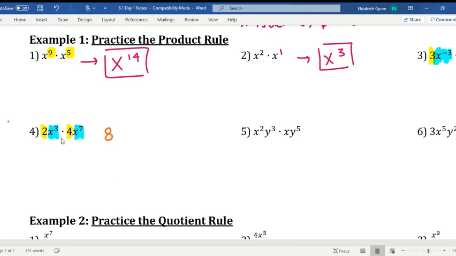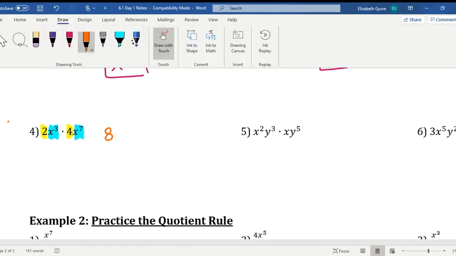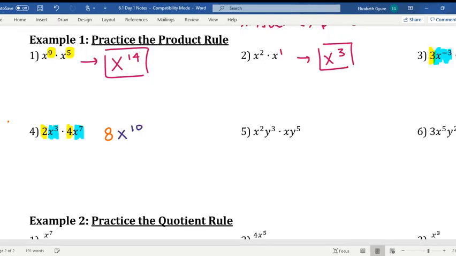And then if you have x to the third and x to the 7th, what's that going to give us all together? Yep, x to the 10. Right? So 2 times 4 is 8, and then 3 plus 7 is 10. And that would be our final answer, 8x to the 10.